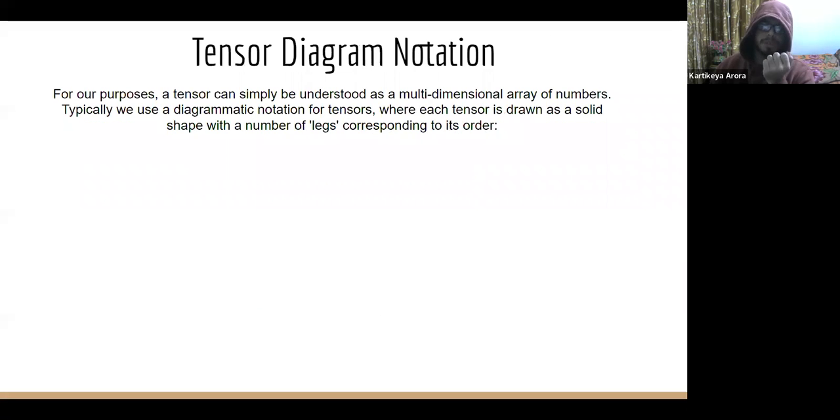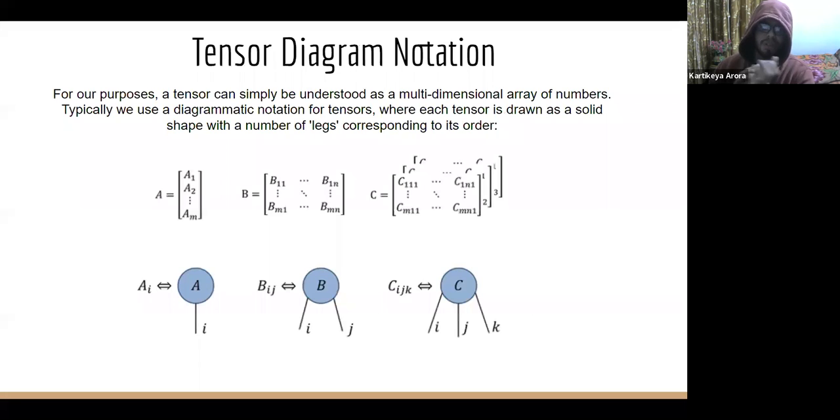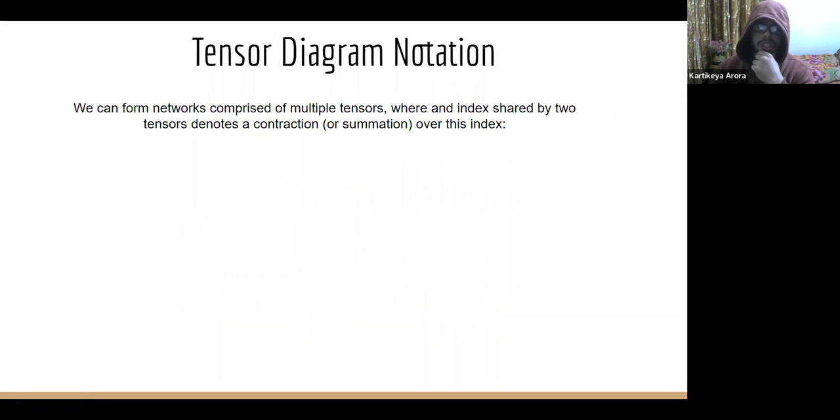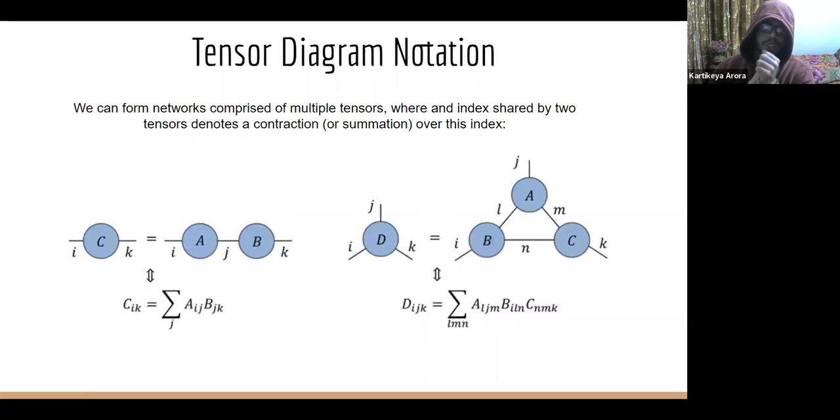So for our purposes, a tensor can be simply understood as a multidimensional array of numbers, and we use diagrammatic notations to simplify it. The number of legs here represents the rank of the tensor. For example, a vector has rank 1, so it has one leg only. And B is a matrix, so it has two legs, because we need two indices to pinpoint any element of the tensor, and similarly three or four for higher-rank tensors. And we can also perform other linear algebra operations like contraction over an index.